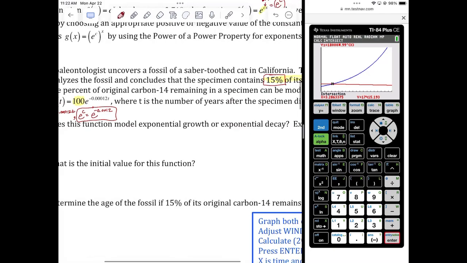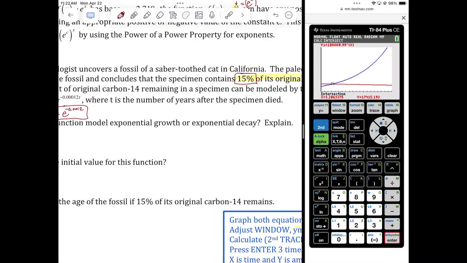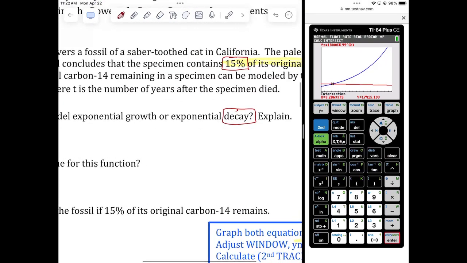Does this function model exponential growth or exponential decay? Explain. Decay. Why? ¿Por qué? What's happening with the carbon 14? Is it building up? Less and less. Yeah. The carbon 14 is decaying, for lack of a better word, which means its amount is decreasing over time.